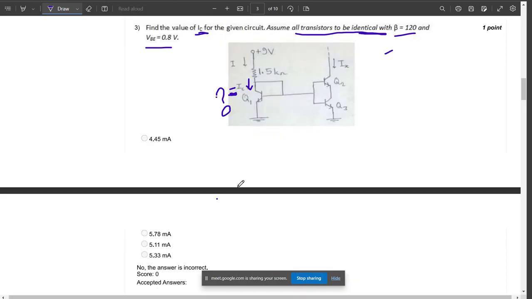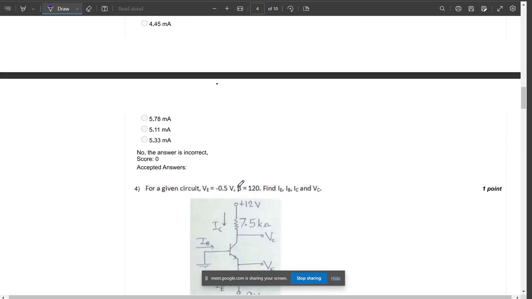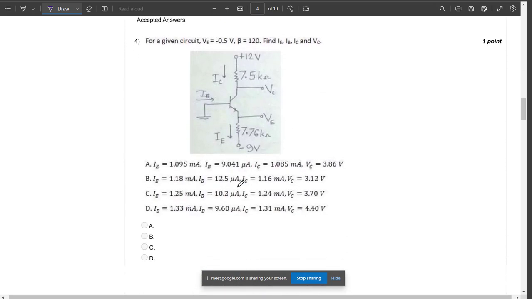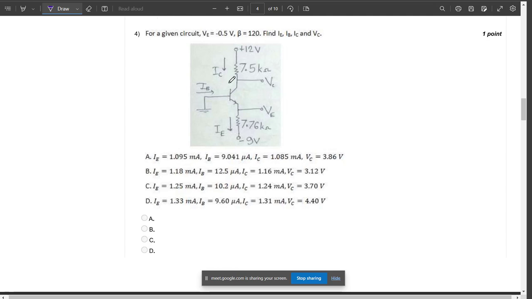No. Okay, let's go ahead and try to solve question number 4. So here, for a given circuit, VE is how much? Minus 0.5 volts. Okay, beta is equals to 120. Now you have to find out current IE, IB, IC and VC. You have to find out IB, IC, IE and VC.